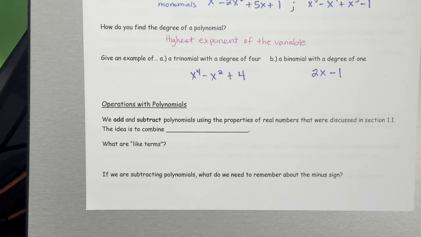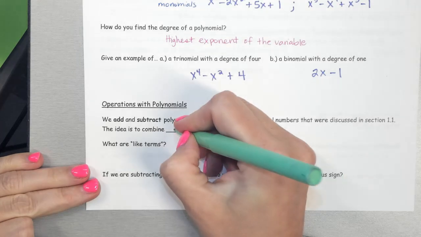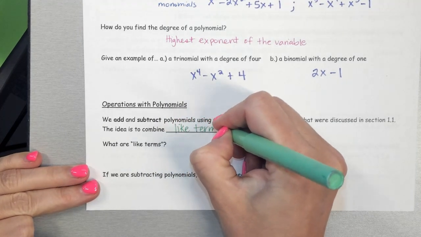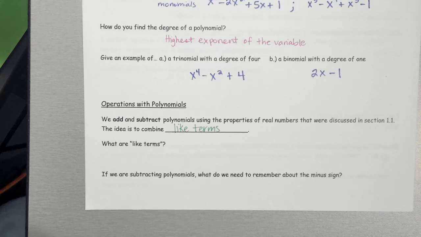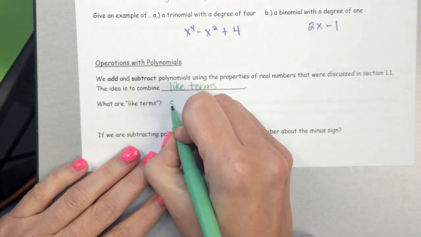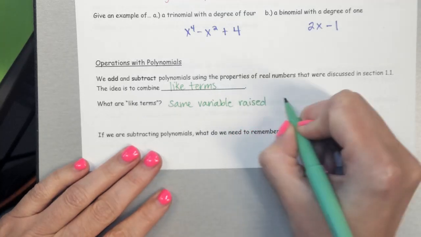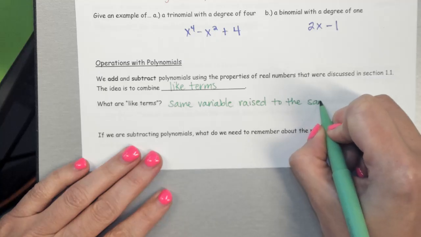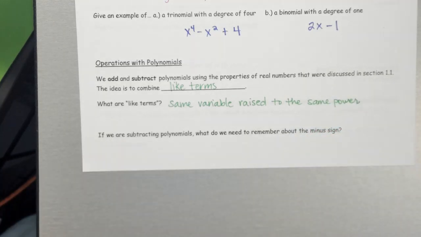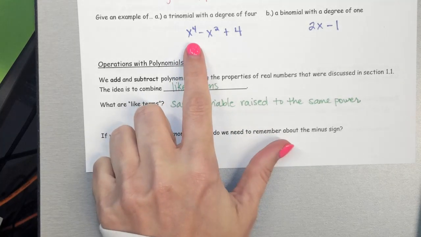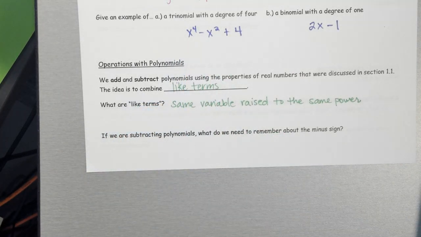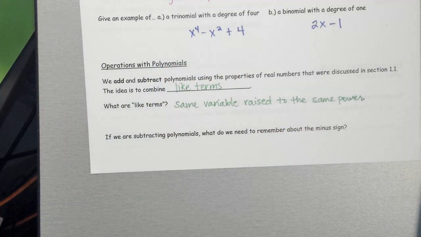Okay, and then the operations that you're going to do with polynomials, you're going to be adding and subtracting. Just make sure when you are adding or subtracting that you are only combining like terms. And if they are like terms, they will be the same variable raised to the same power. Which means if you have an x squared and an x, you couldn't combine them. Or x to the fourth and x squared, we can't add those together. We can multiply them together, but we can't add or subtract those unless they're both x squared or they're both x to the fourth.